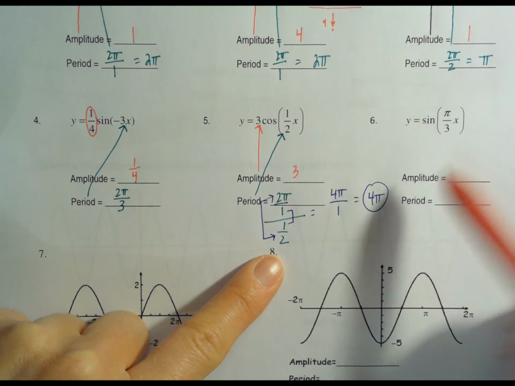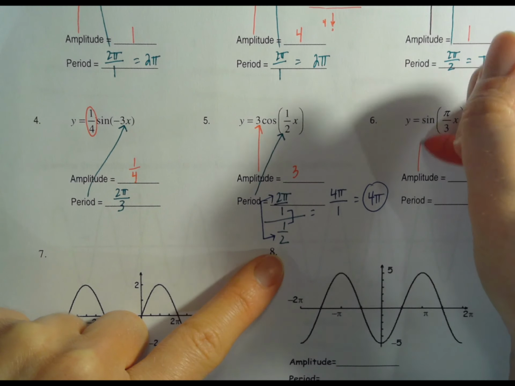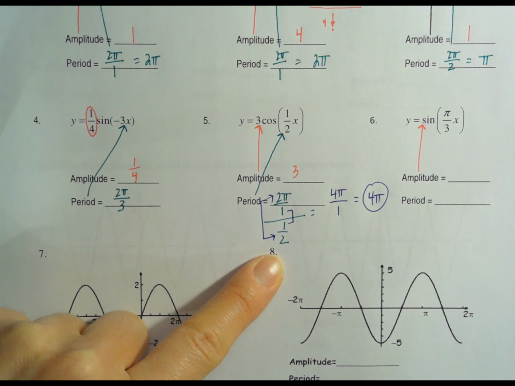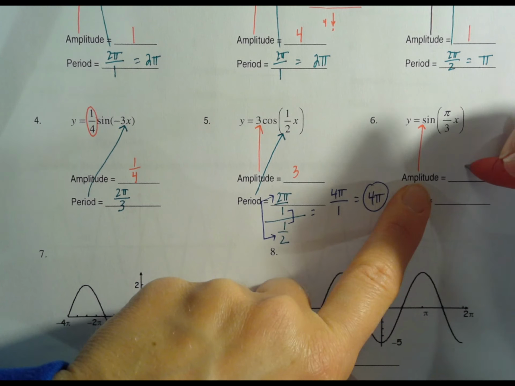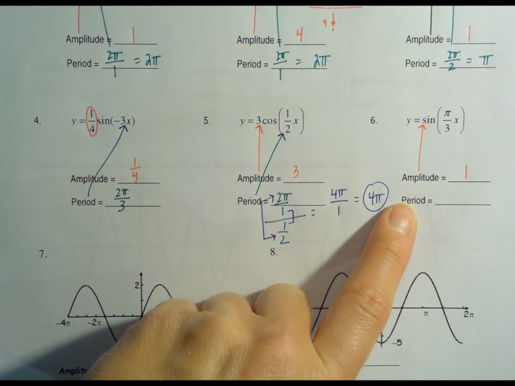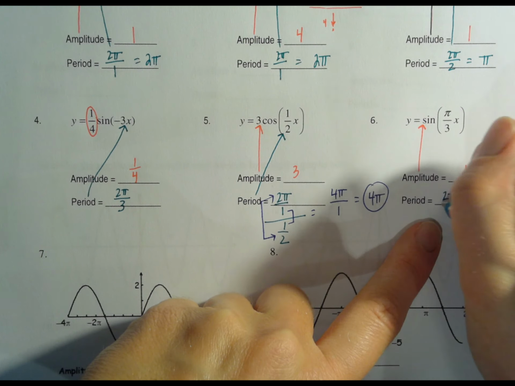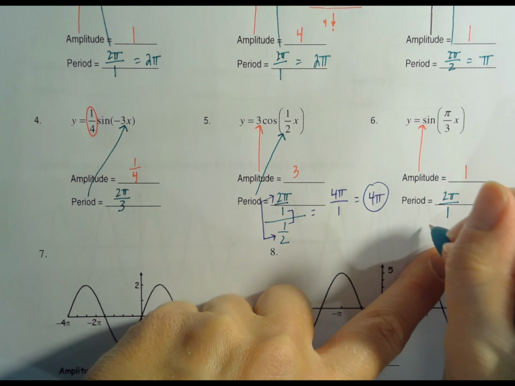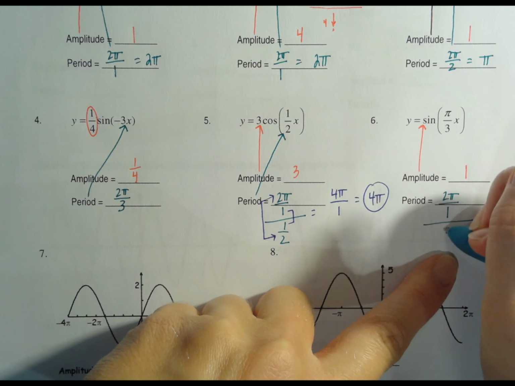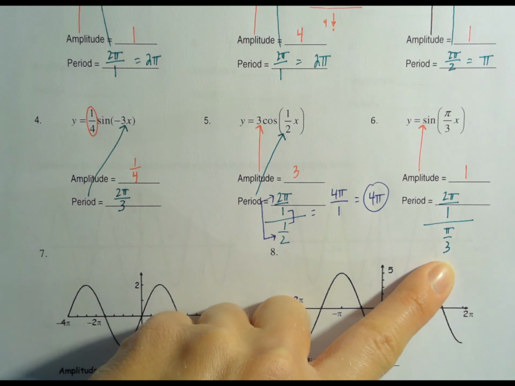All right, and the last one in this section, your amplitude. Take a look if there's a number in front of sine or cosine. There is not, so your amplitude is simply 1. And then the period for this function, we're again starting with 2 pi over 1, and I'm going to divide it by pi over 3.